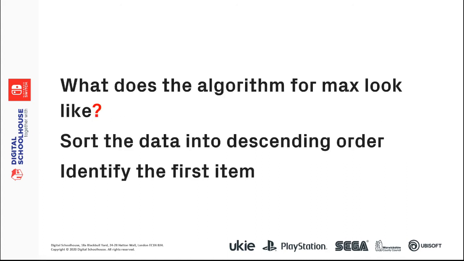So what does the algorithm for max look like? There are two parts to it. First of all, we have to sort the data into descending order. That means that it starts with the biggest number and then goes down to the smallest, and then we have to identify the first item. Okay, so hopefully that sounds quite simple for you. So sort the data into descending order and identify the first item.